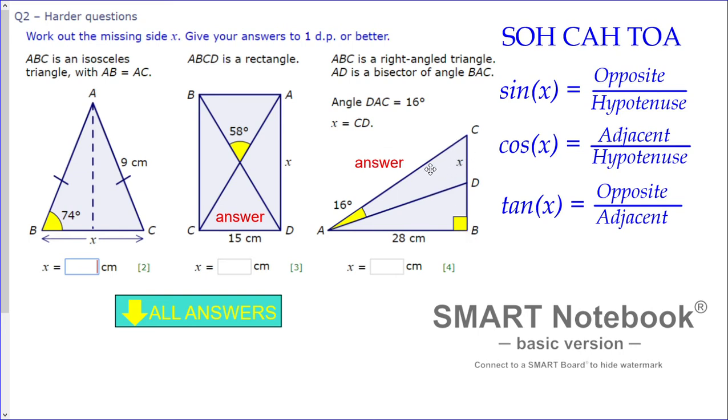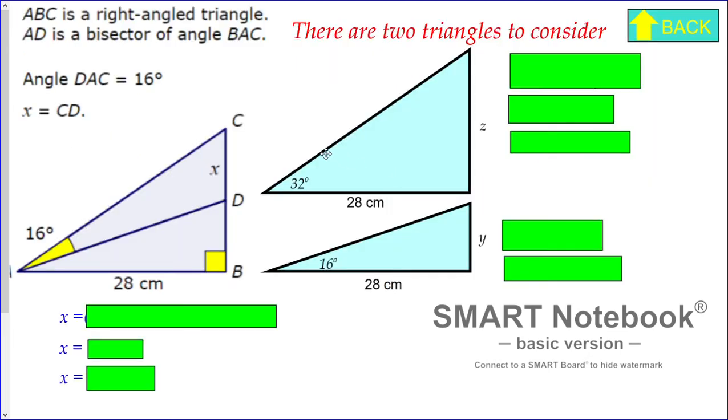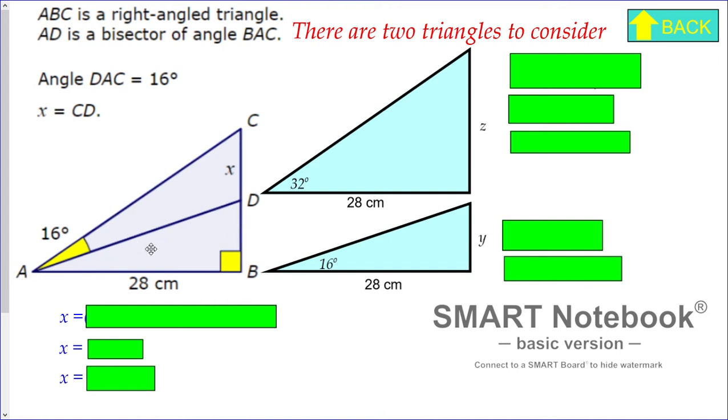The next one we're going to do is the third one here. Now this one, there's two triangles to consider. There's some information that you need to read though. ABC is right angled, and AD, the line from A to D, is the bisector of angle BAC. So here's angle BAC, and this line bisects the angle. So that means that this 16 degrees, then this will also be 16 degrees because it cuts the angle in half.